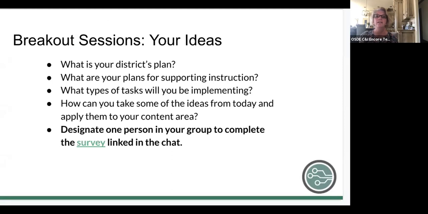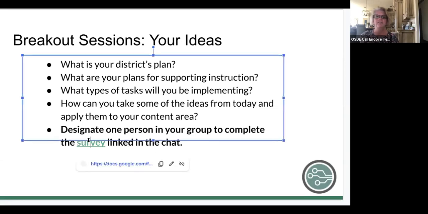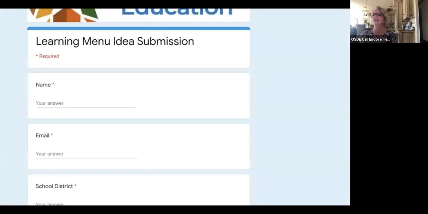So with that, I was thinking it might be helpful if we were able to break you down into some small groups and talk about, do you know what your district plan is yet? What are some plans that you have to support instruction? What type of tasks will you be implementing? And how can you take any ideas that are being shared in small groups today and apply them to your content area?